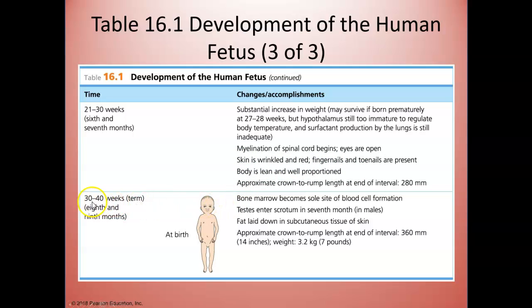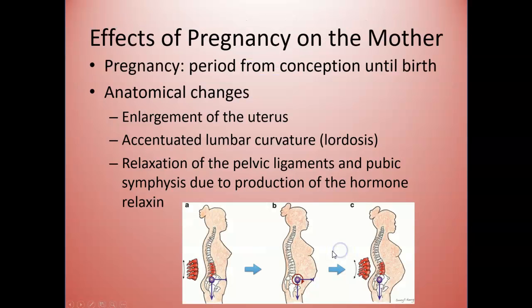And then by 30 to 40 weeks, which is considered full term, bone marrow becomes the sole site of blood formation. Ideally, testes are going to descend into the scrotum in males, although that doesn't always happen. Some people are born with testes still in their abdominal cavity there. And the fat begins to be laid down in the subcutaneous tissue. And we're looking at approximate full-term length of 360 millimeters, 14 inches, and about 7 pounds, give or take a little bit. Okay, so what effects does pregnancy have on the mother?